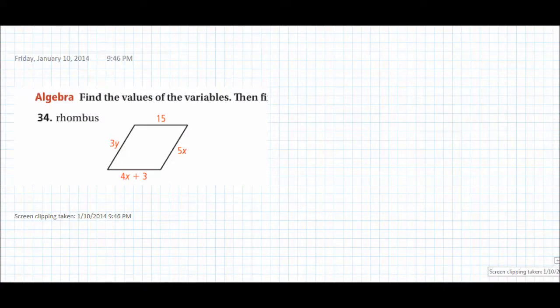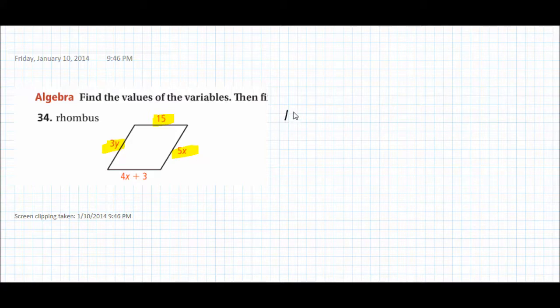34. Find the value of the variables. And then find the lengths of the sides. Well, this is a rhombus, so we know all the sides are congruent. So let's look for some easy ones to figure out first. Okay, well, if all the sides are congruent, those two look like the simplest ones to work with.